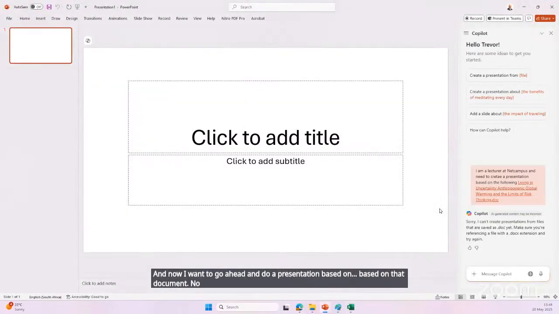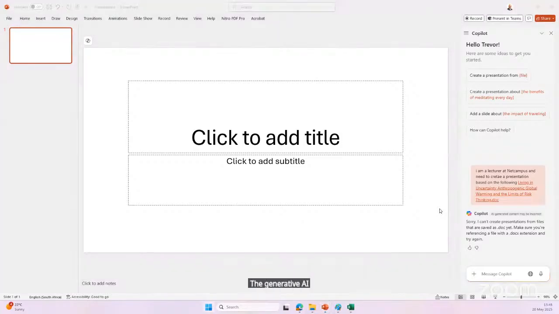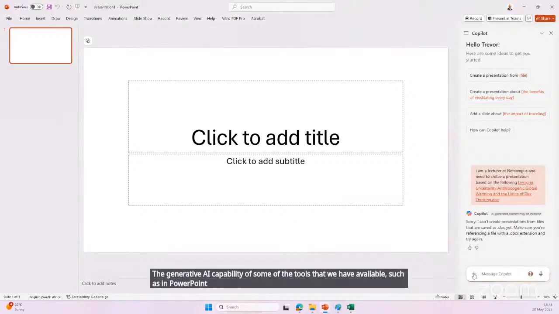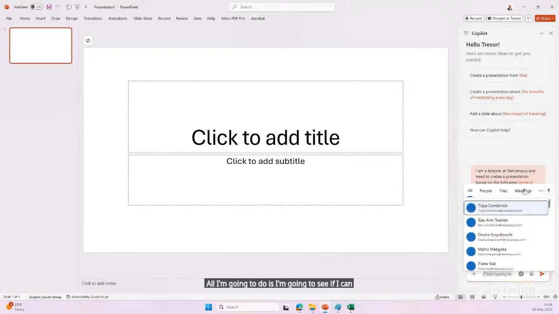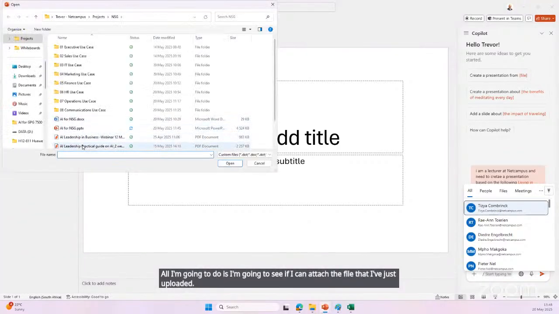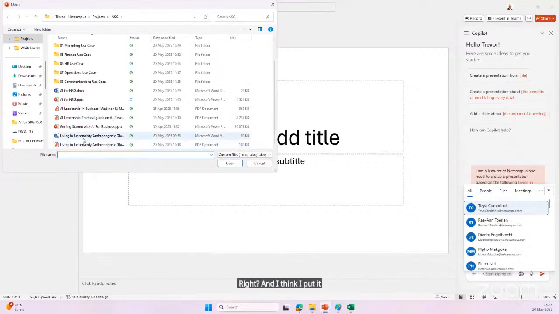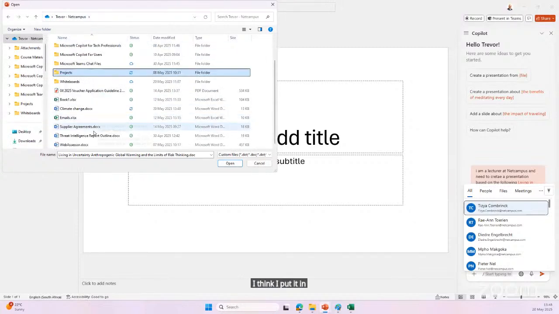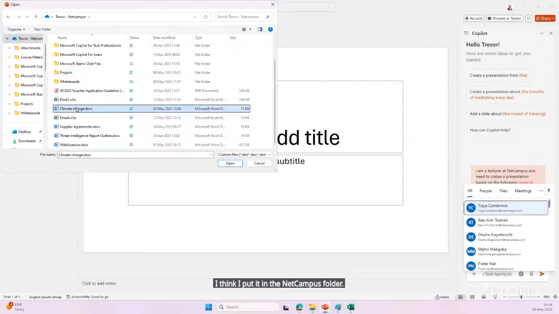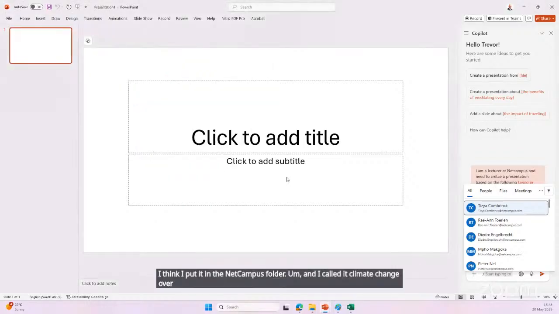No problem. The generative AI capability of some of the tools that we have available, such as in PowerPoint, will assist me with that. All I'm going to do is I'm going to see if I can attach the file that I've just uploaded. Right, and I think I put it over here somewhere. Maybe that's the .doc. And I think I put it in the NetCampus folder. And I called it climate change over there.